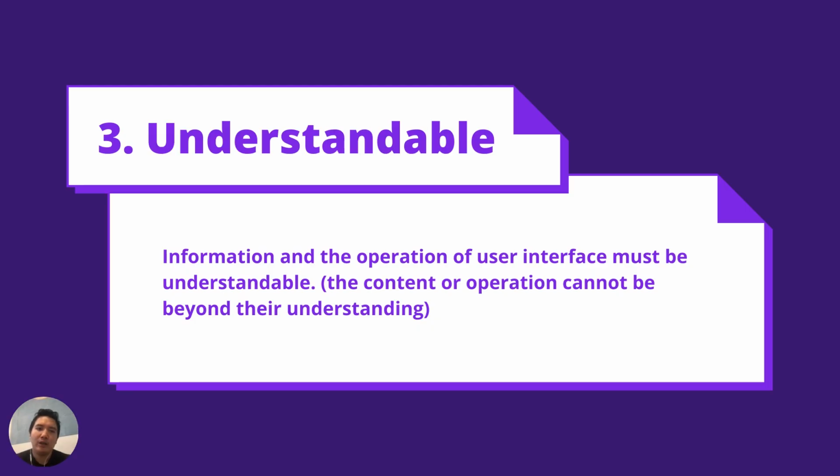So this lecture is going to cover understandability. The distinction between understandability and operability is a little bit murky, so let me try to add some clarity there. Operability is making it technically possible to do everything, no matter the input device or method or whatever device you use. Understandability, however, is about making all content understandable. So information and the operation of the user interface must be understandable, i.e. the content or operation cannot be beyond their understanding.